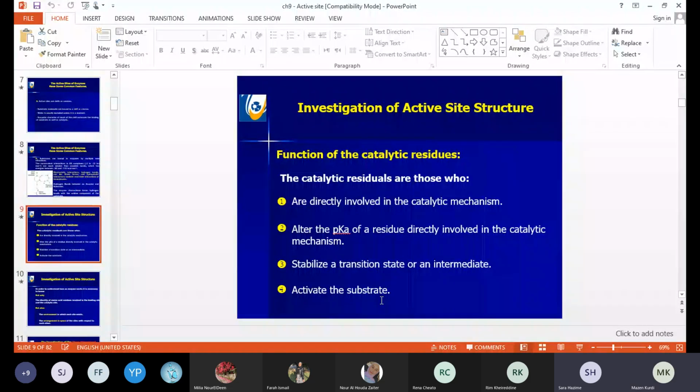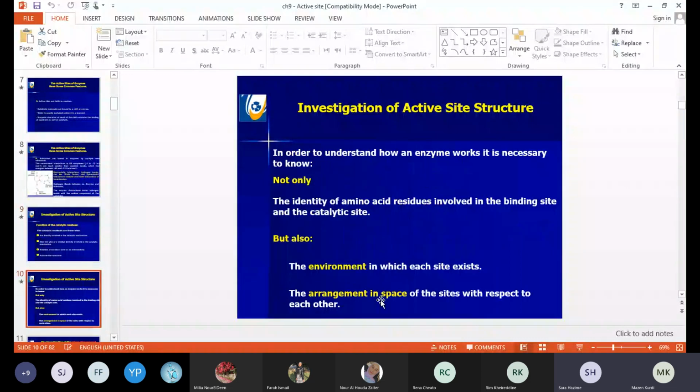So what mainly is the function of the catalytic residues? The catalytic residues are directly involved in the mechanism. For sure, they alter the pKa value of residues directly involved in the catalytic mechanism, and this we will discuss later on when we discuss the pH. These residues for sure stabilize the transition state, the intermediate ES and F in transition state. And for sure, they activate the substrate to be able to be transformed to product.